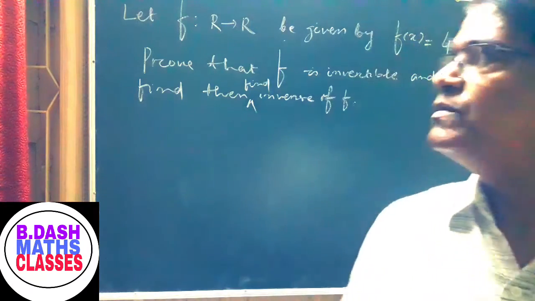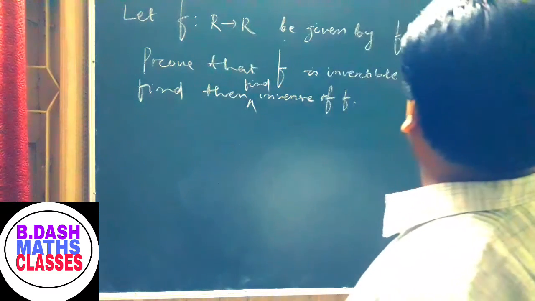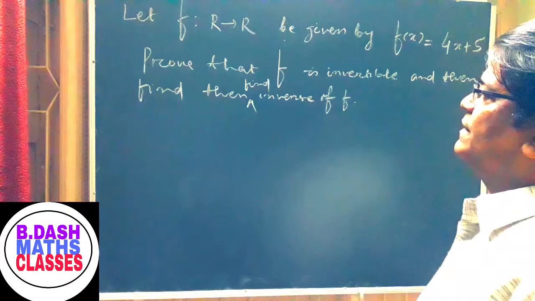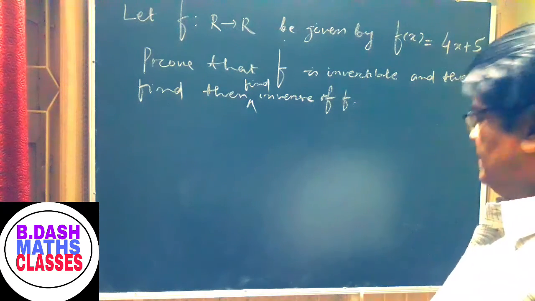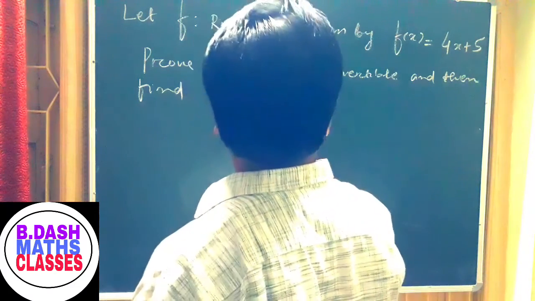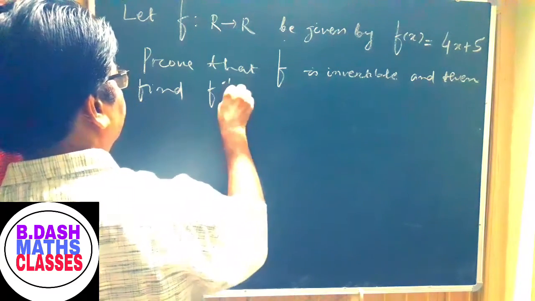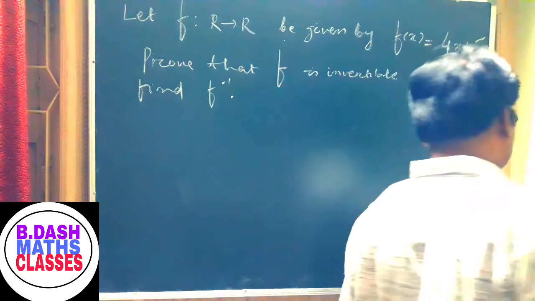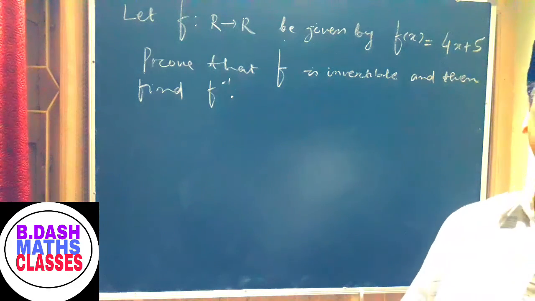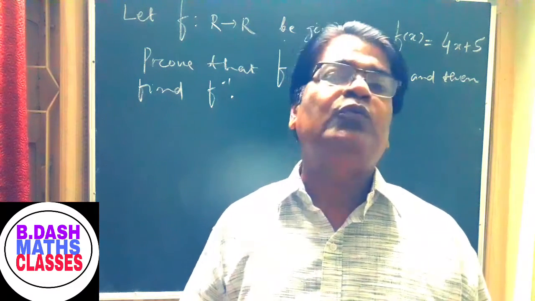So now let us proceed to solve a problem. Let f be a function from R to R given by f(x) = 4x + 5. Prove that f is invertible and then find the inverse of f. So this is the question. First of all, we have to show that the function is invertible. In order to prove the function is invertible, we must show the function is both one-one and onto.